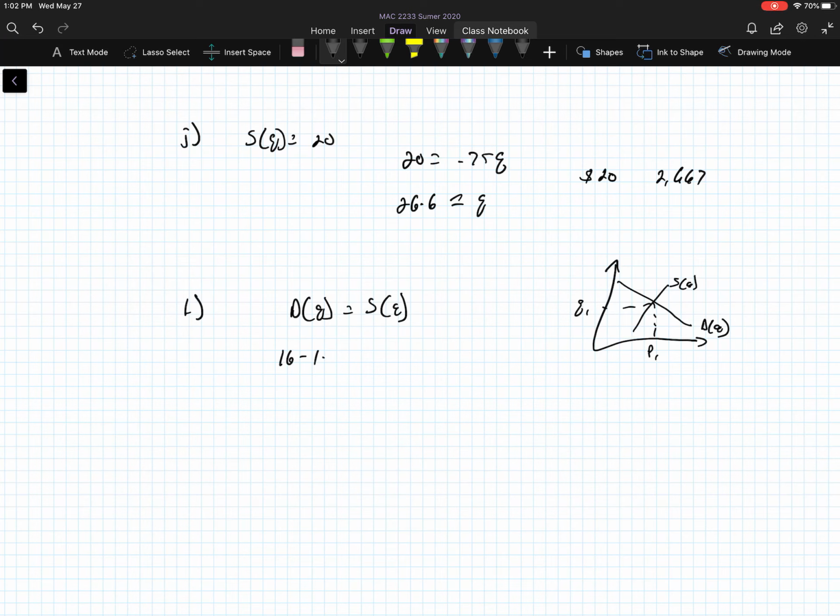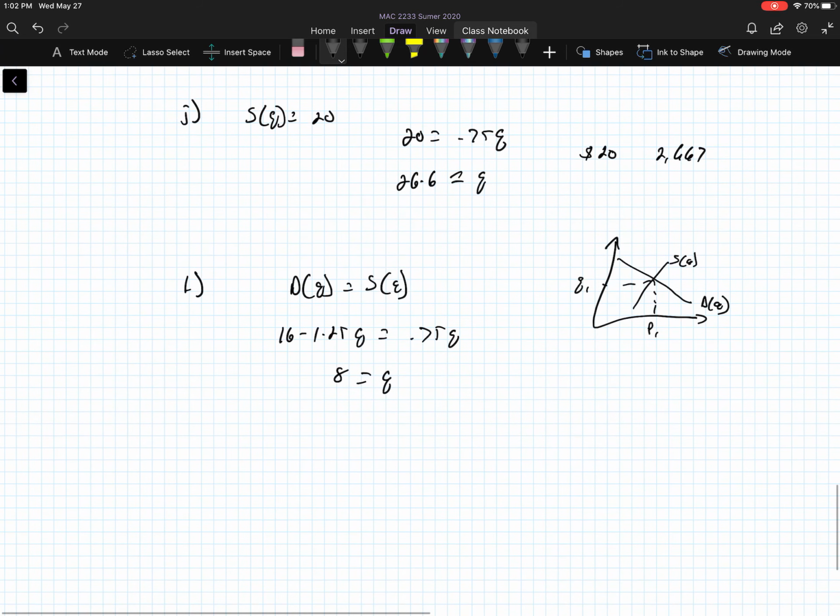Right, so this would be S of Q, and this would be D of Q. Okay, so then D of Q we know is 16 minus 1.25 Q. S of Q is 0.75 Q. If we solve for Q, we get that Q is equal to 8. And then we can say, okay, well, what's the price? S of 8 would be 0.75 times 8, which equals 6. So equilibrium is 800 watches at $6 a pop. And that's how you do 27.